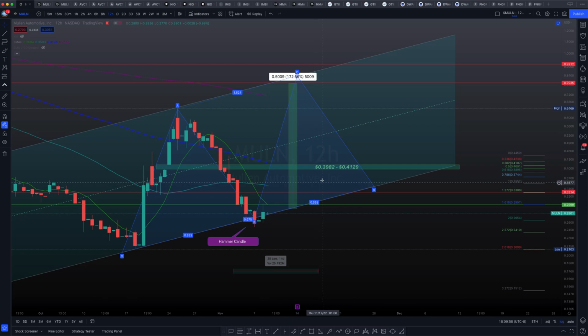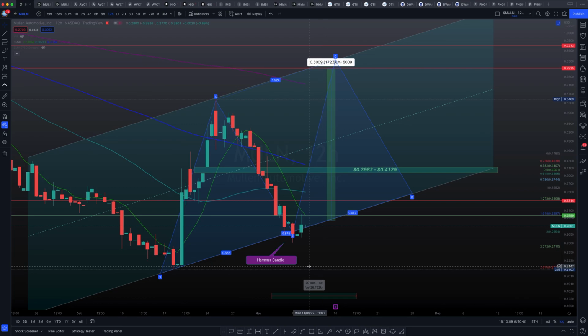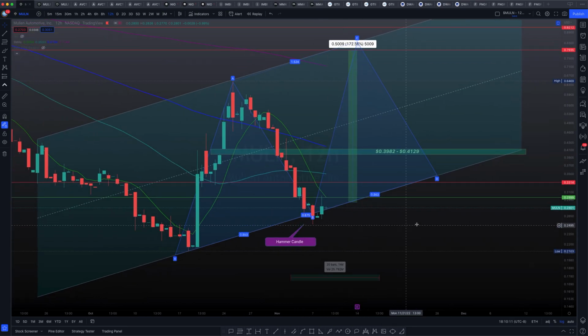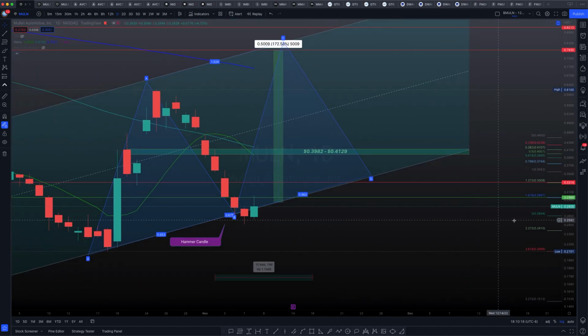Okay, so we are looking at MULN on the 12-hour chart. It looks like the move that we were talking about yesterday did end up happening. So now there's a couple details that I would like to update you on here. First of all, let's look at the daily and look at that first, because it's going to be the easiest side of this.